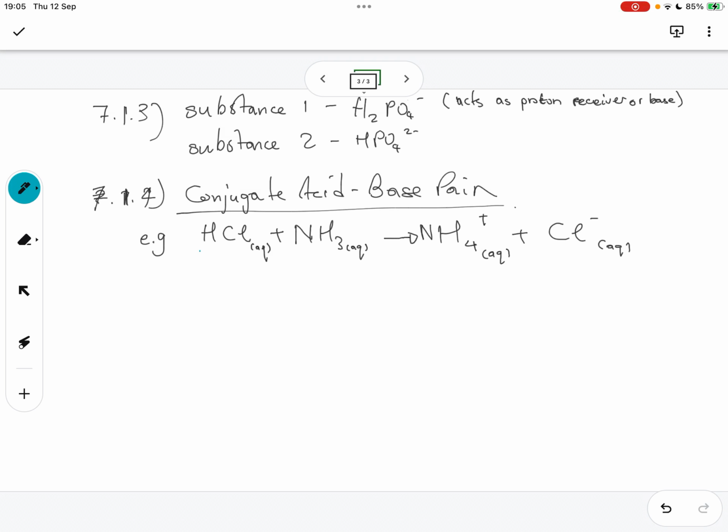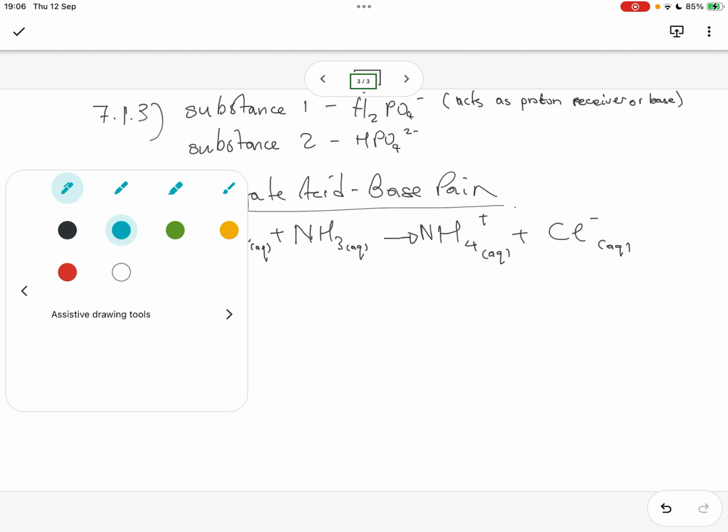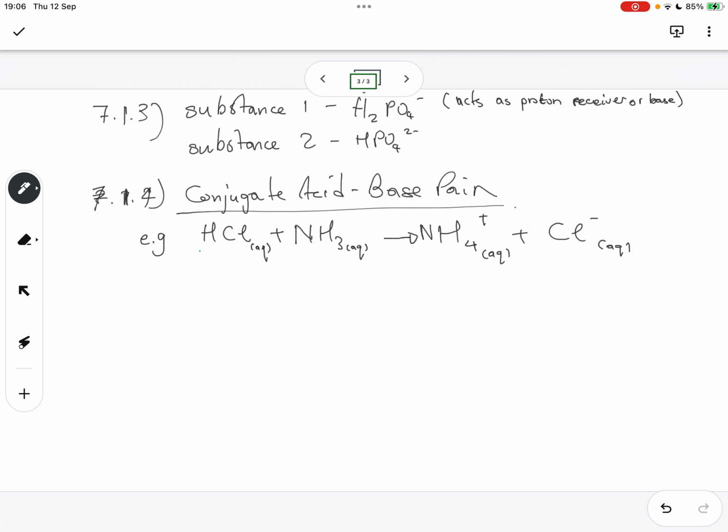Oh, next slide on the Jamboard. Yes, thank you. Thanks for that. So we're going to start with an example. This is not the answer to the question paper, but it's just an example so we understand the idea.